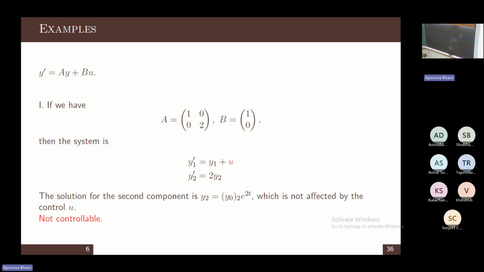Okay, and this is kind of not really a very well coupled system. That's why it gives no controllability. But you can of course find more complicated examples, like where proper coupling is there, but still you are not able to show controllability.